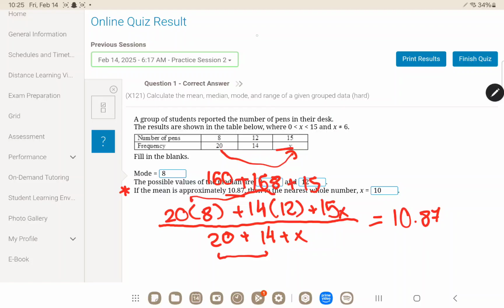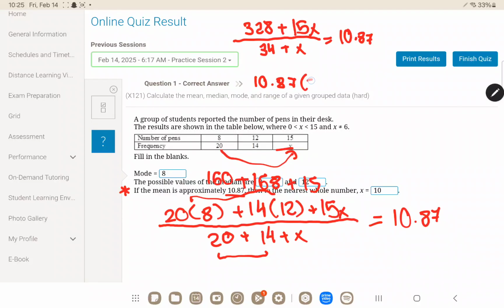Let's simplify even more before writing it up here. 160 plus 168 is 328. So 328 plus 15x over 20 plus 14 is 34 plus x equals 10.87. Now what we're gonna do is cross multiply. So you're gonna multiply 10.87 by this. So it's gonna be 10.87 into 34 plus x gives us 328 plus 15x.